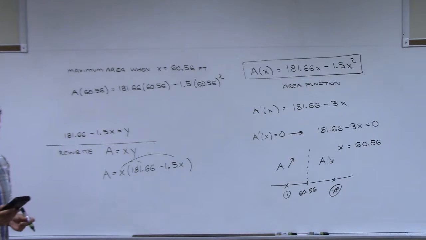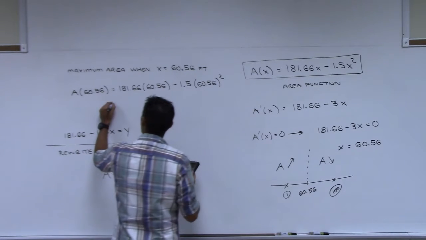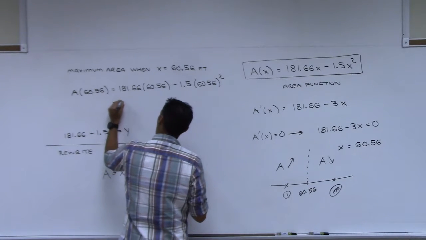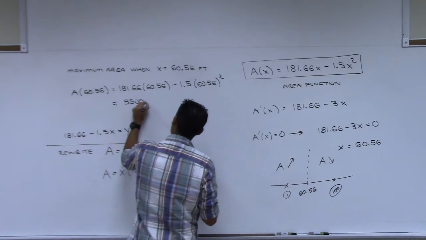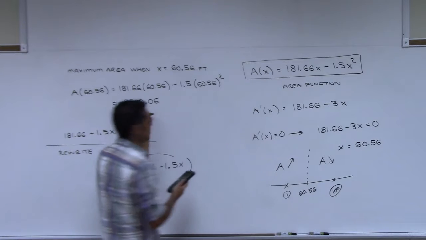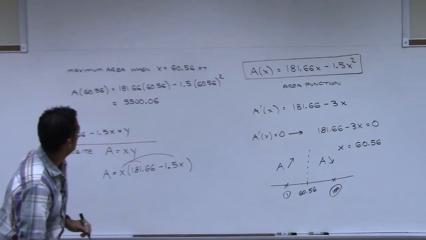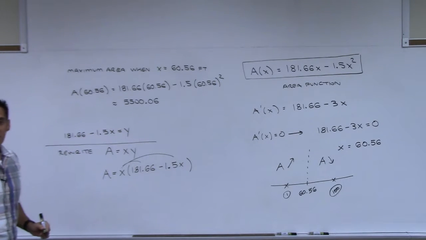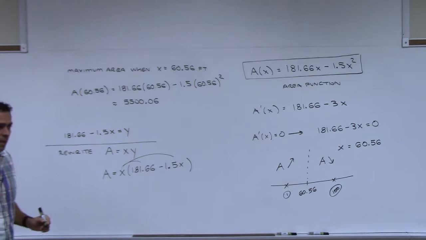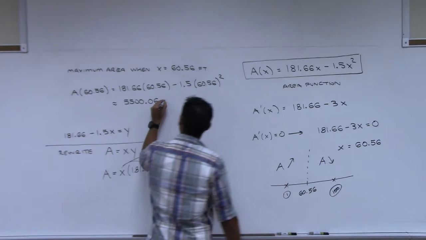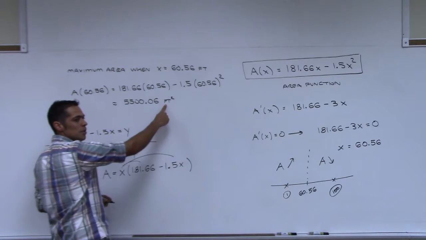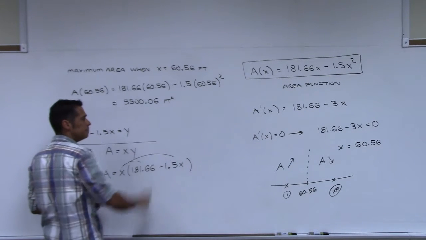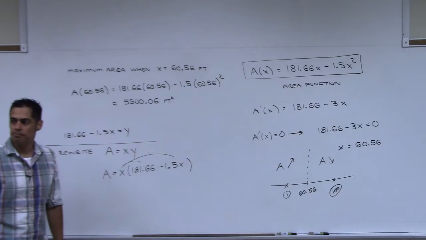Anybody else getting about 5,500? About 5,500? Yeah. This comes out to approximately 5,500.06. I'm not going to be too concerned about the last little decimals there. But this is your area, right? This is the actual maximum area. So this is feet squared. That's the units we use when we're using area, square feet. That's it. Okay?